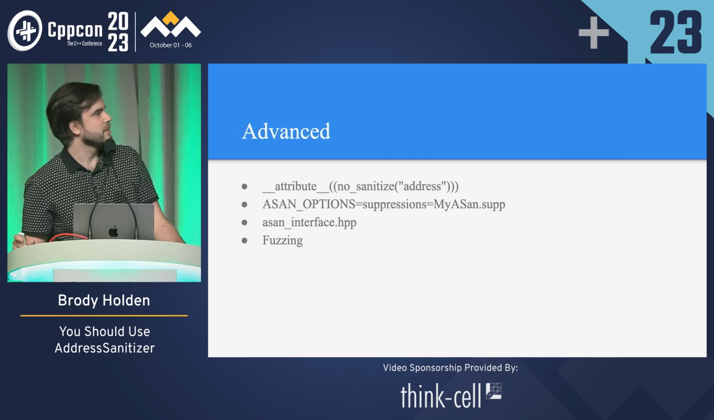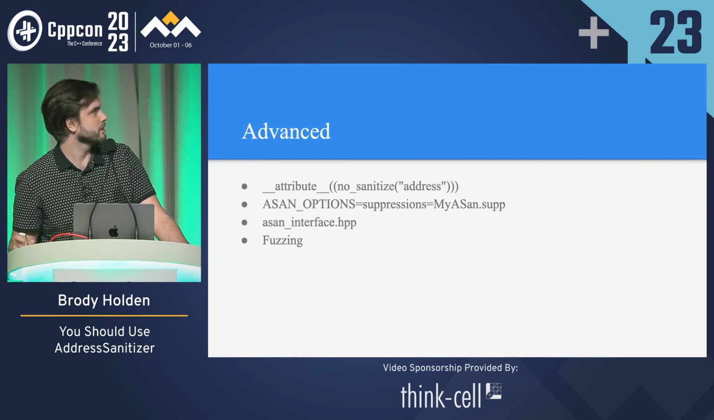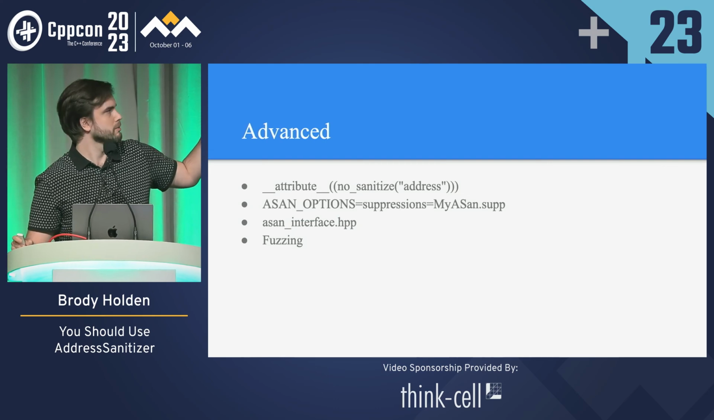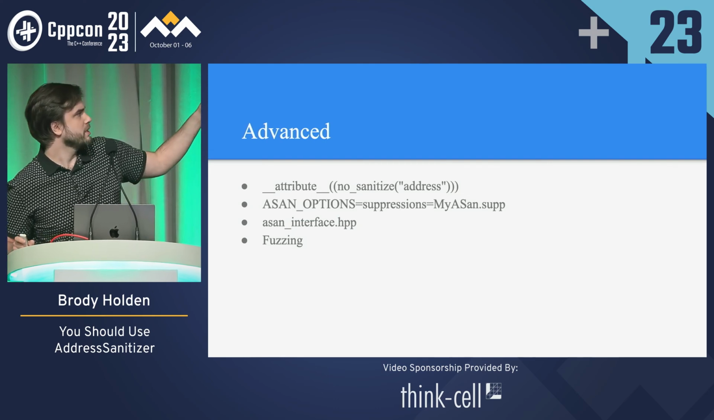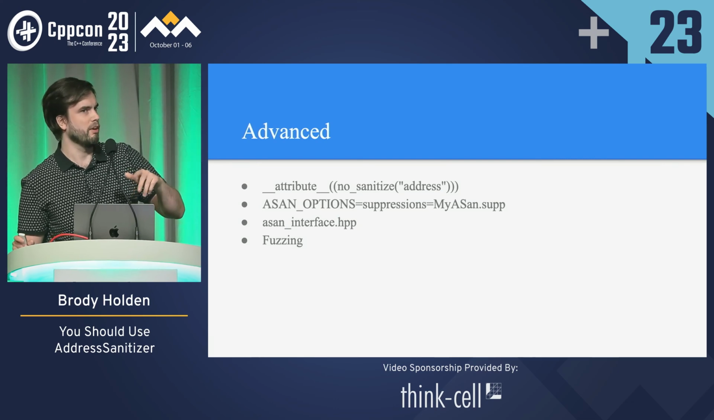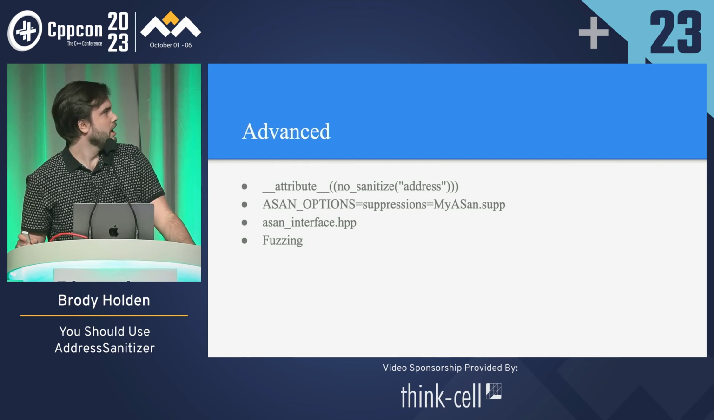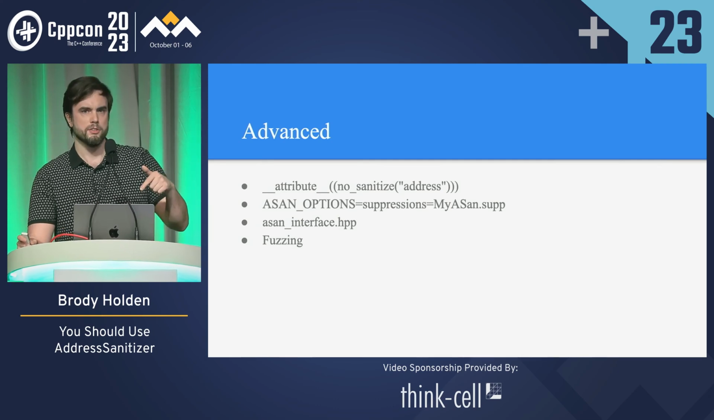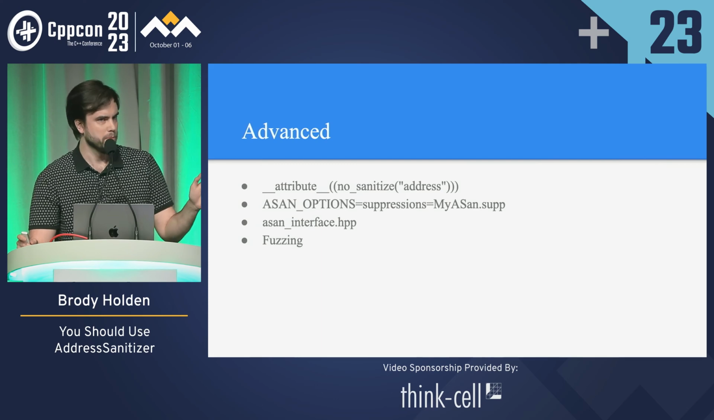There's a couple advanced things that I'm only going to mention that they exist, but I'm not going to explain them. You can add an attribute to functions so that they don't get instrumented. You can add a suppression file with a somewhat limited syntax. I think it's worse than Valgrind, so 1 point for Valgrind. There's an ASan interface that lets you call into parts of ASan that you probably won't need.